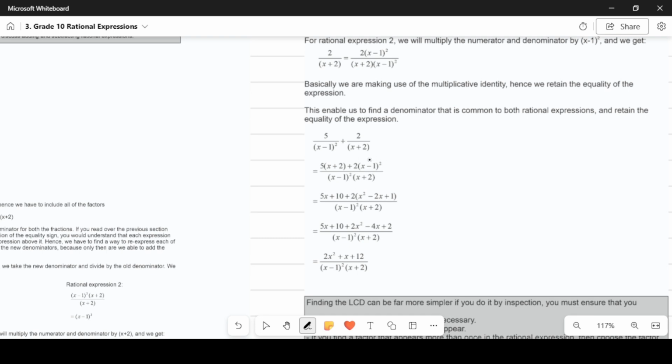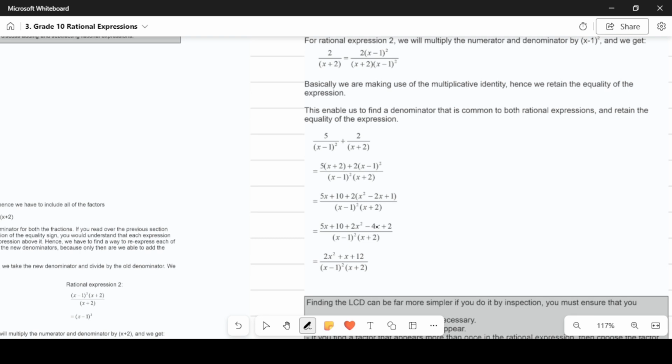2 into, we have two identical binomials that we're multiplying, so we'll employ SMS. Square the first term, 2 times the first term times the second term will be minus 2x, square the last term, which becomes plus 1. Now we can distribute the 2 into the brackets there. So we'll have 2x squared minus 4x plus 2. And we'll have the 5x plus 10 from the top. Now we can add and subtract like terms.